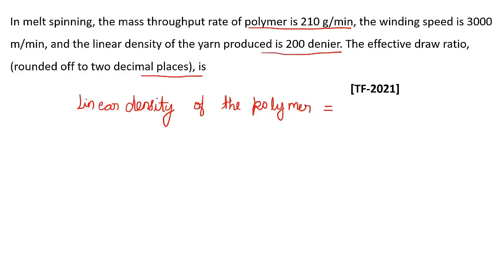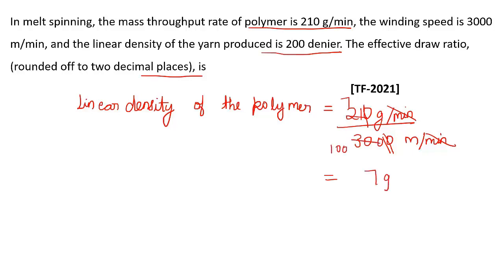So just write 210 gram per minute upon 3000 meter per minute. So minute to minute got cancelled, and we get 210 upon this. So if you solve, 21 upon 300 means 7 upon 100, 7 gram per 100 meter.